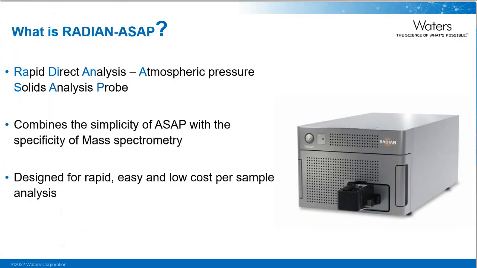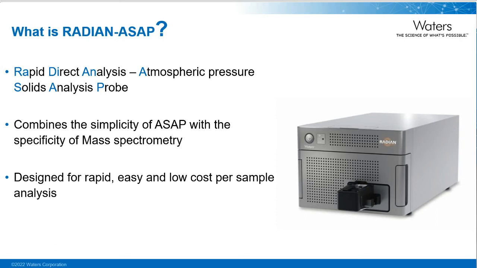RADIAN-ASAP stands for Rapid Direct Analysis Atmospheric Pressure Solids Analysis Probe. The small footprint instrument combines the simplicity of ASAP with the specificity of mass spectrometry. As most of you will know, mass spectrometry is considered to be a powerful analytical tool, which offers high specificity. However, its adoption as a screening method within drug control laboratories has been limited.